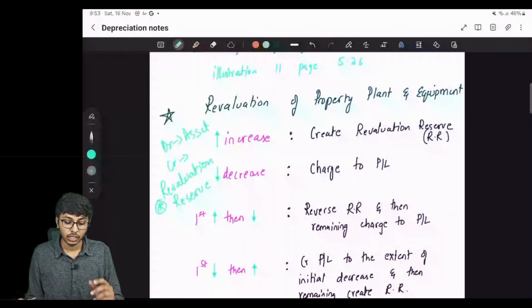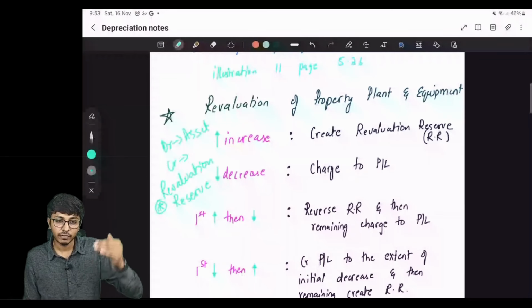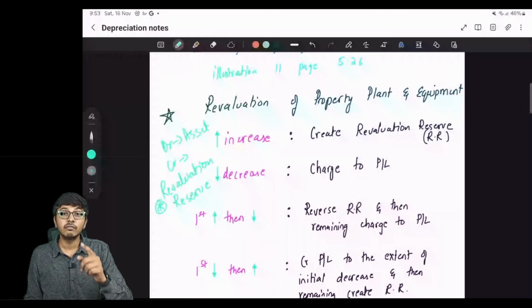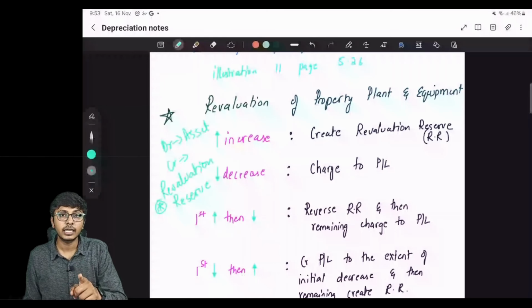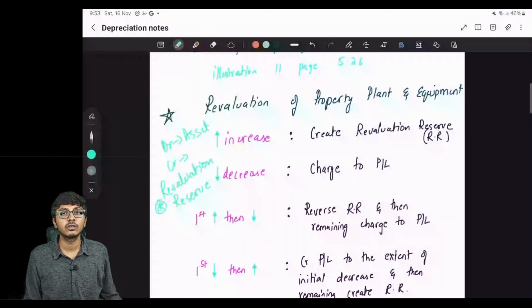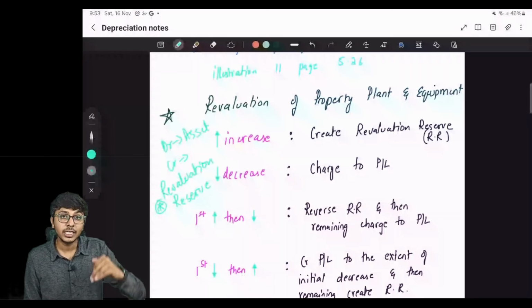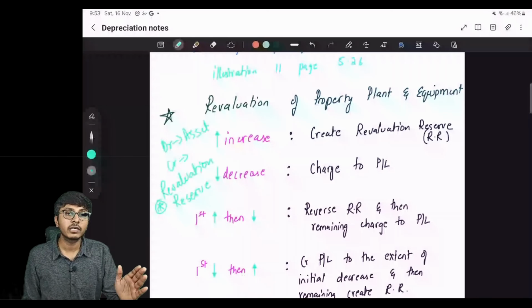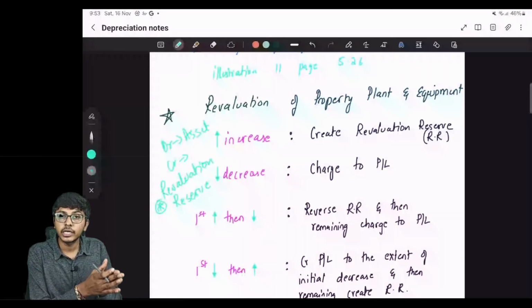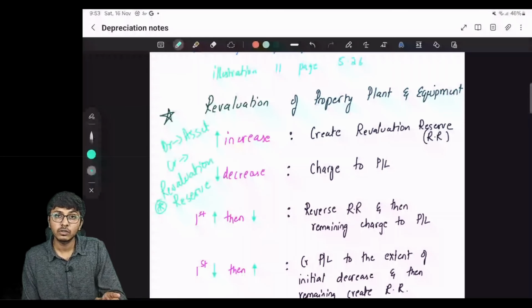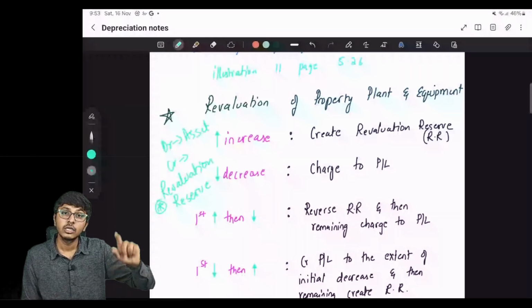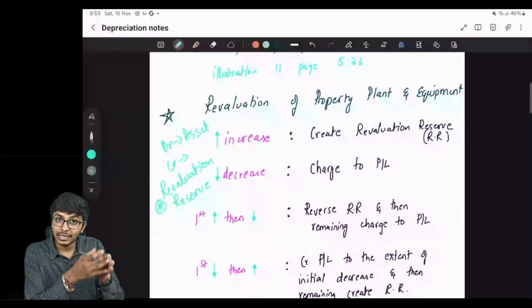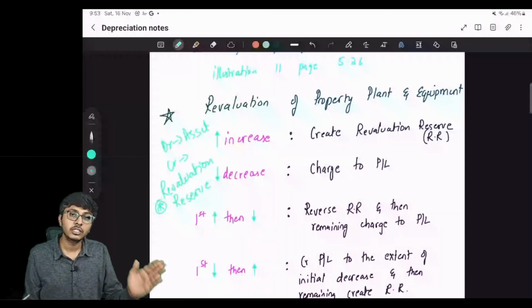revaluation reserve. Now, if it is decreasing, even though it is not your business activity, you will still debit your P&L. Your loss will be projected through P&L, but profit will not be projected through P&L because it is not your day-to-day profit. Whatever the decrease in the value of the asset is, it will be charged to P&L.